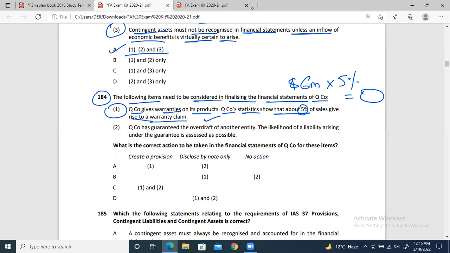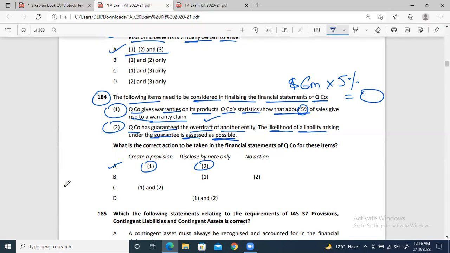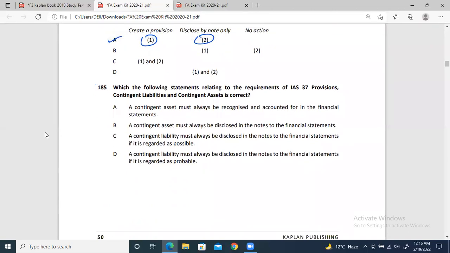Obviously this will require a provision, because in actual real life, this happens as well. Okay. Now, second one, Q company has guaranteed the overdraft of another entity, the likelihood of the liability arising under guarantee assessed is possible. See, again, the word used is possible. So in possible, for the contingent liability, we just disclose it by the note. No provision is required over here, right? So I think the correct answer would be option A. For first, we need to create a provision. For the second statement, we just need to disclose it by note, because the word over here is possible. All right. Again, this was the application for the table. So you can see the table is very important for even the exam questions as well.